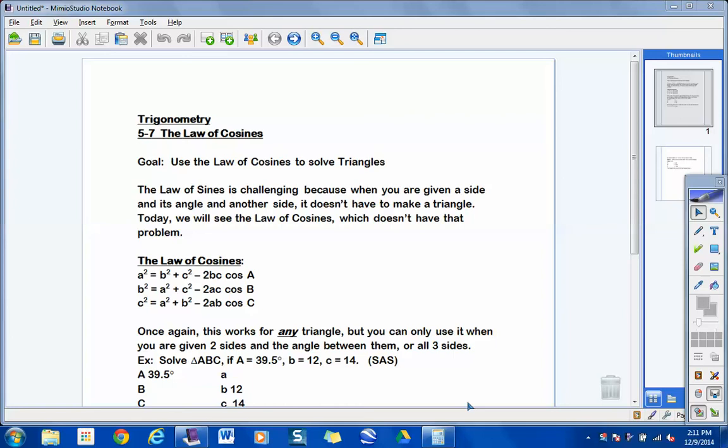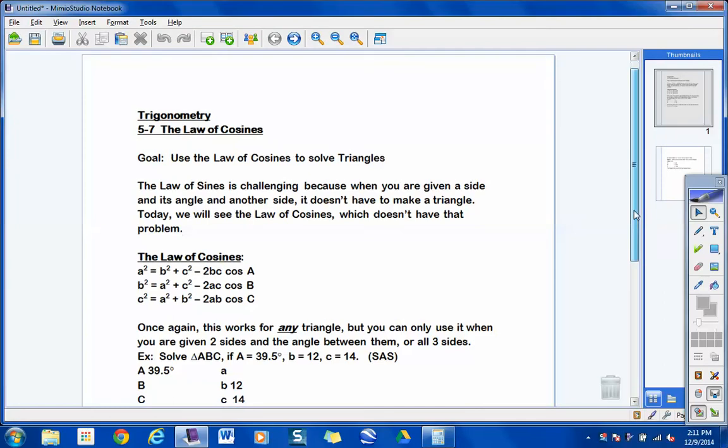All right, guys, today, 2 things you really need to understand here. Law of cosines, our goal is to use law of cosines to solve triangles. So again, we're trying to find all 3 angles, all 3 sides. Now there's 2 conditions in which you're going to really talk about, and I'll get here in a second.